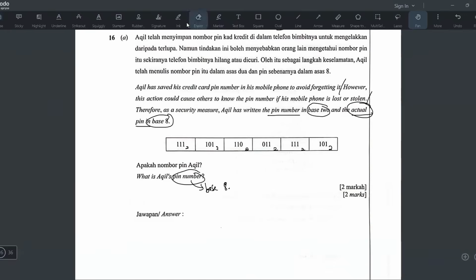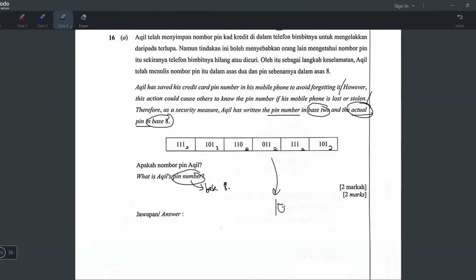Okay, for base 2 to base 8, of course, you can change to base 10 first. How to change to base 10? Use the darab punya cara. Ya, darab punya cara. And kita tulis dia punya place value atas kan. And then darab, tambah semua. And then change to base 10. And then use the bahagi punya cara change to base 8.